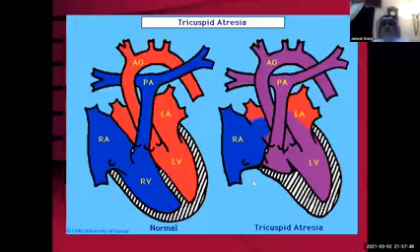Another example of cyanotic heart disease with increased pulmonary blood flow is tricuspid atresia. And tricuspid atresia is a variety of diseases. It's not just one disease. There is tricuspid atresia with normally related great arteries, with transposed great arteries, and so on. So there is a lot of difference in tricuspid atresia. But let's go over the cartoon and try to figure out what pathophysiology is going on.